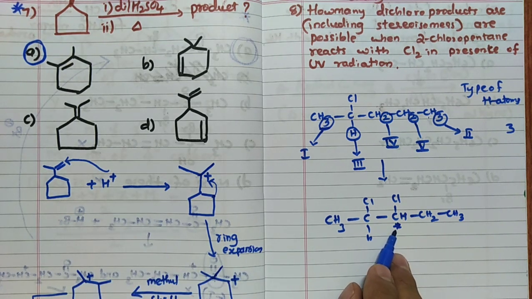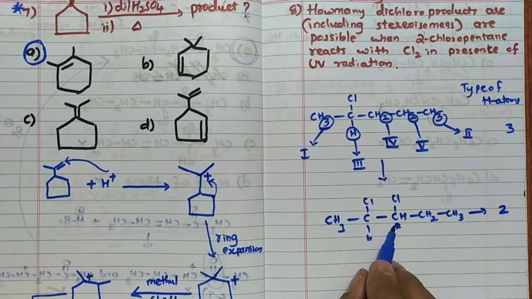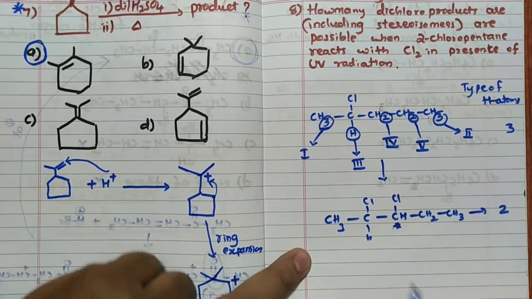A chiral carbon means you are going to get a D form and an L form, which means this will result in 2 products. Remember, one is this and another is the dextro or levo form, the mirror image of this one. So you are going to get 2 here. Now, if I replace the fifth carbon, what happens?